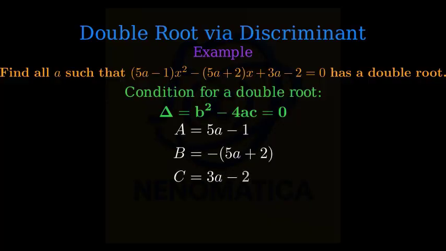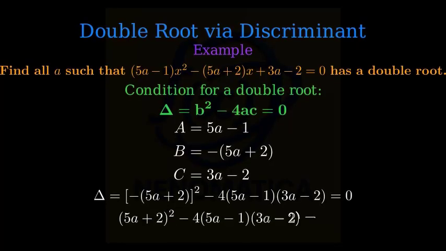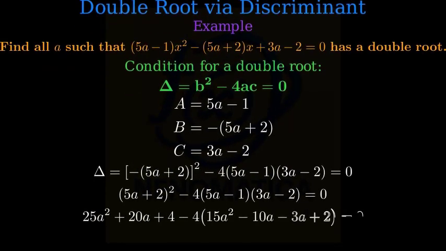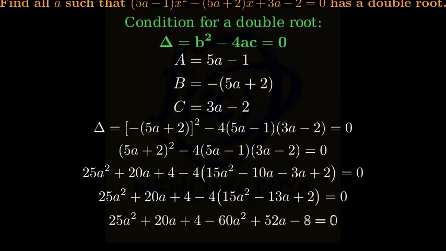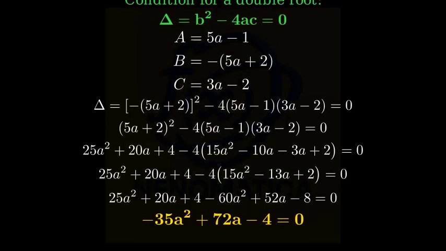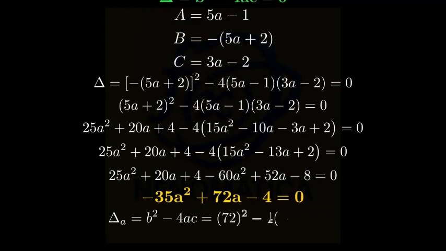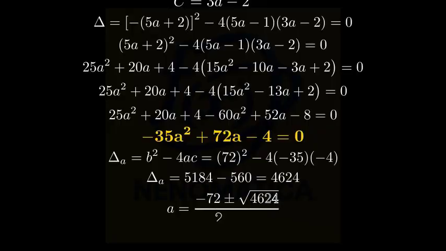Substitute into the discriminant equal to 0 and expand carefully. First substitution. Square and multiply. Simplify the product inside. Distribute the negative 4. Combine like terms to obtain a quadratic in the parameter a. Now solve this quadratic in the parameter a using the quadratic formula. Compute its discriminant. Apply the quadratic formula. Evaluate the square root and simplify both solutions.